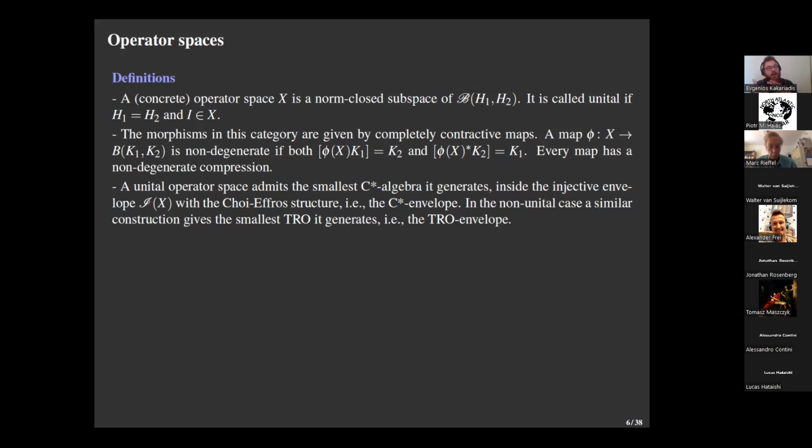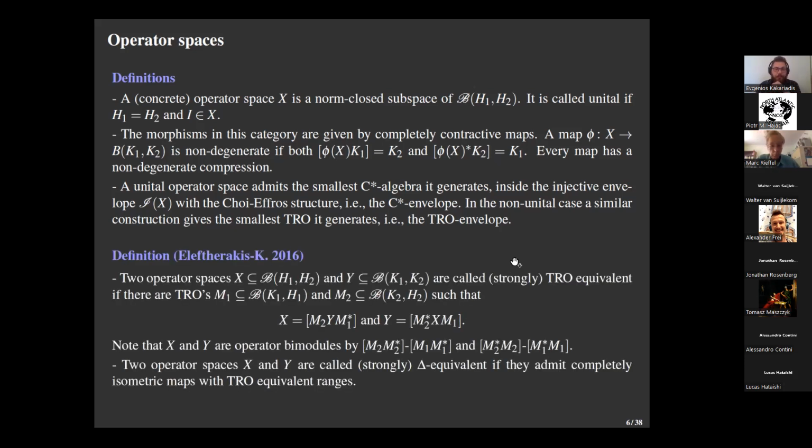The way that you construct the non-unital case is by using the Paulsen system. I will give the picture of a Paulsen system later, but when X is non-unital, you take 2x2 matrices where you put X in the 1,2 entry and X star in the 2,1 entry, and then you fill the other two with complex numbers. That's a nice unital operator space. It has an injective envelope, and in there you construct the TRO.